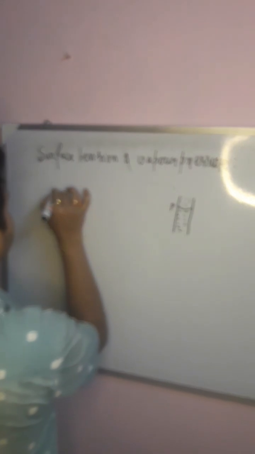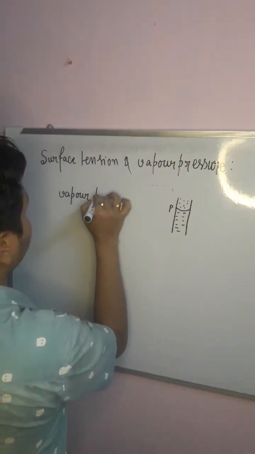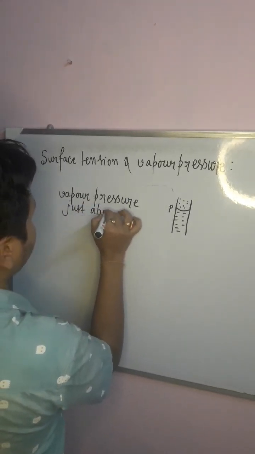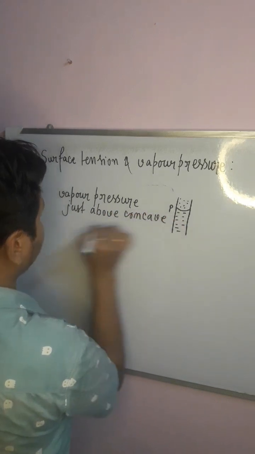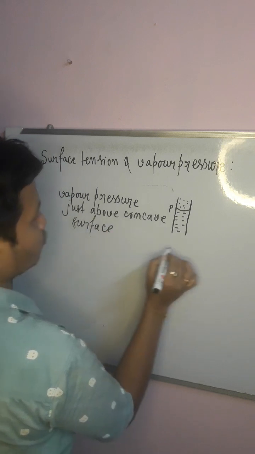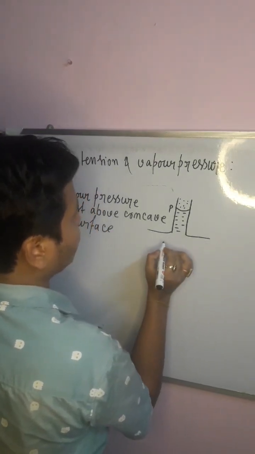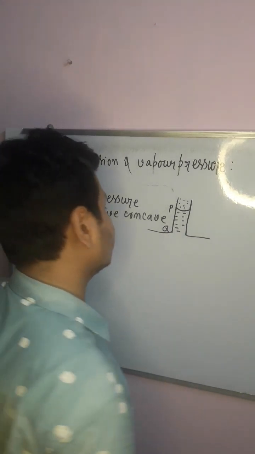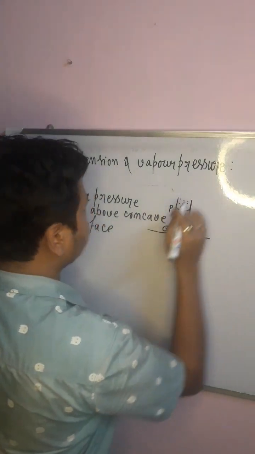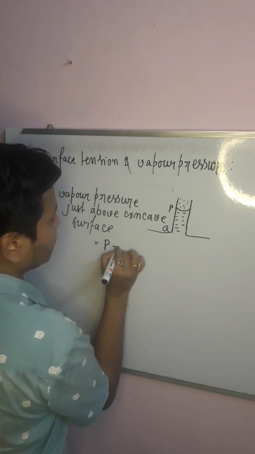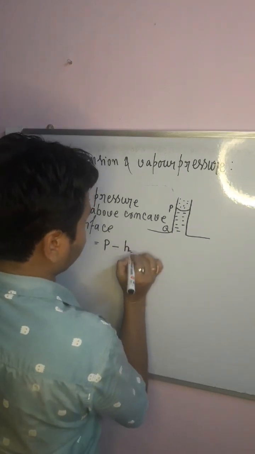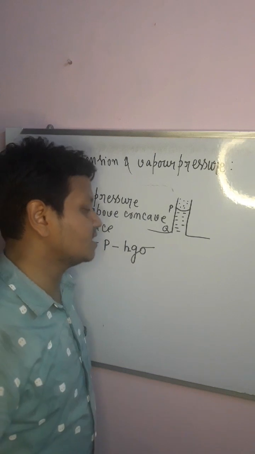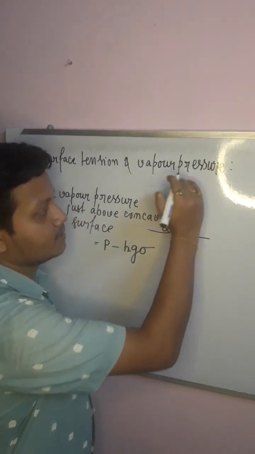So the vapor pressure just above the concave surface, and we assume that P is the saturation vapor pressure over the flat surface. So what will be the vapor pressure just above the concave surface? Obviously this is P minus Hg sigma, because above there is vapor whose density we imagine as sigma. So this is the vapor pressure just above the concave surface.